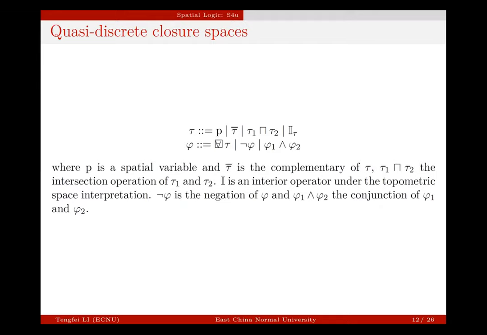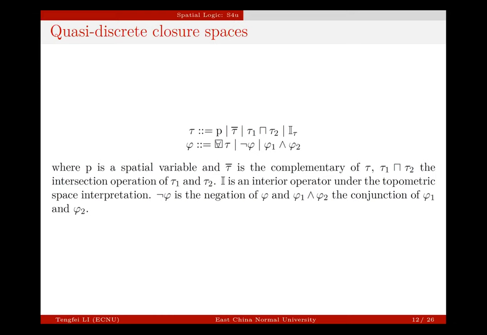Based on the spectral terms, we define the spectral formula. One formula is the universal operator. The universal operator means all the points, all the spectral terms belong to the tau. Based on the universal operator, we define the subset and also the universal operator. And then we define the Boolean operator, the negative and the conjunction and disjunction.